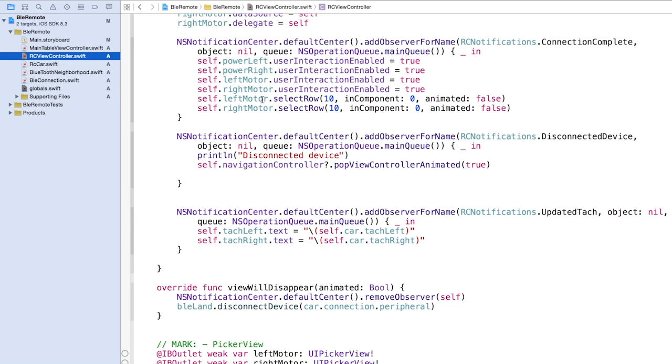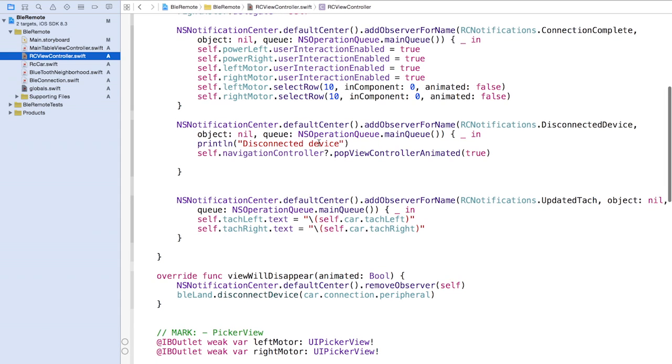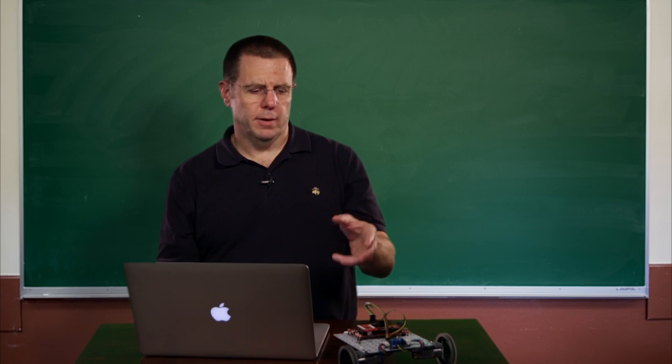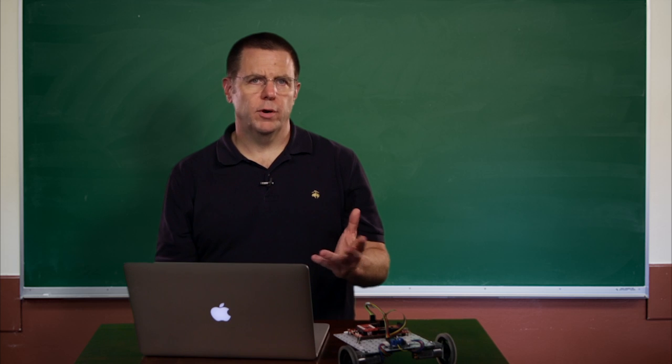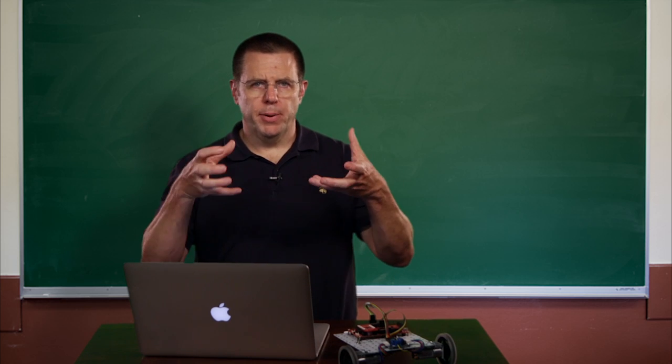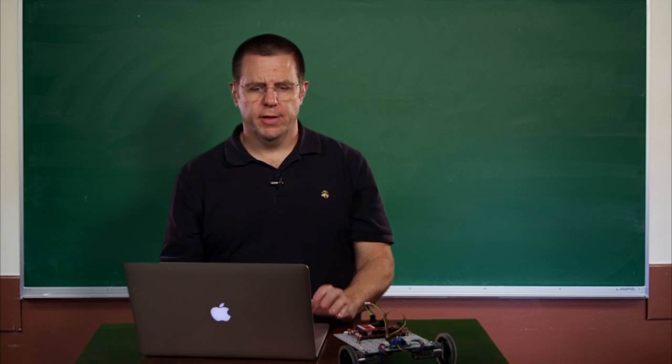It also sets the picker to the middle one, which is 10, halfway between -100 and +100. It's the 10th one, which is 0. It also adds a listener for when there's a disconnect event. So if somehow the device is turned off, the peripheral is turned off, or for whatever reason you go out of range, then the picker views go back to 0 and the thing turns off.